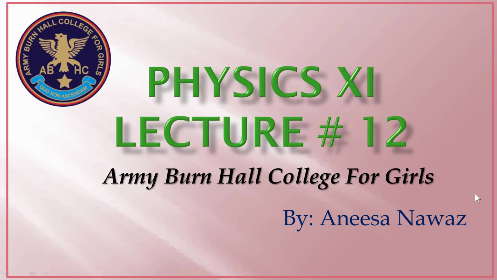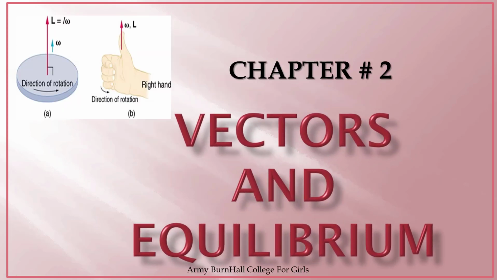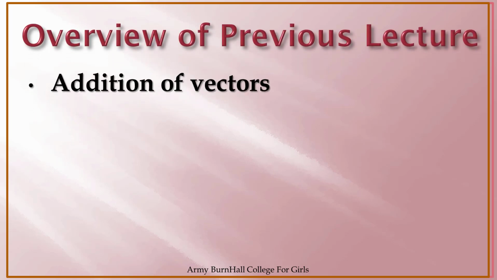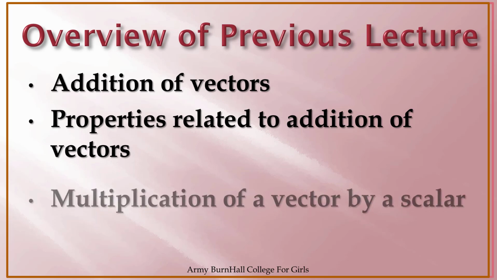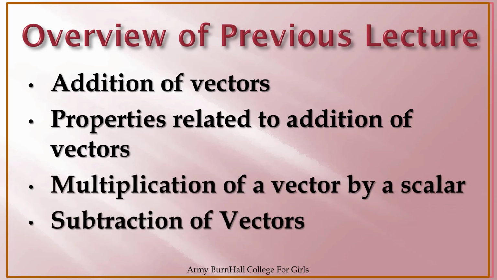This is our lecture number 12 from chapter number 2, Vectors and Equilibrium. This is our third lecture related to chapter number 2. In the previous lecture we discussed addition of vectors, properties related to addition of vectors, multiplication of a vector by a scalar, and subtraction of vectors.